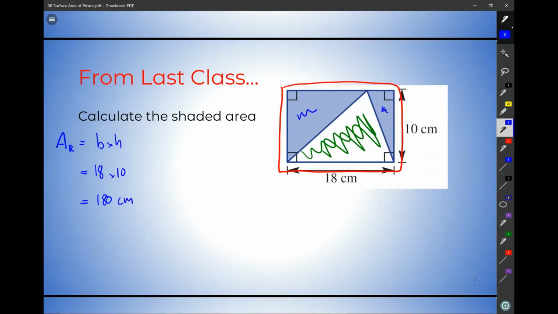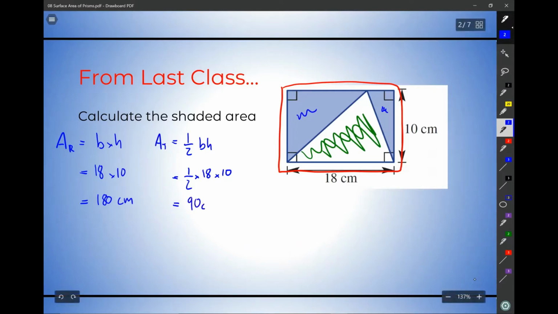And now we need the area of the triangle. And remember, the formula for the area of a triangle is a half times base times height. And we can fill in these numbers. A half times 18 times 10. So the area of the green shaded triangle is 90 centimeters. Oh, and I've made a mistake here again. I forgot my squares on my units. It's very important that we don't forget those.